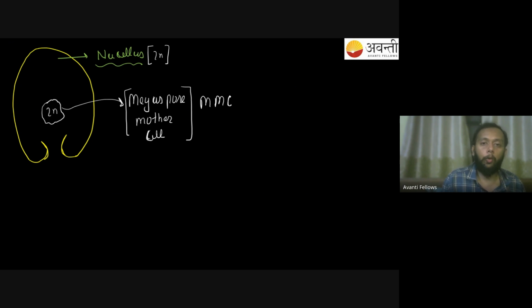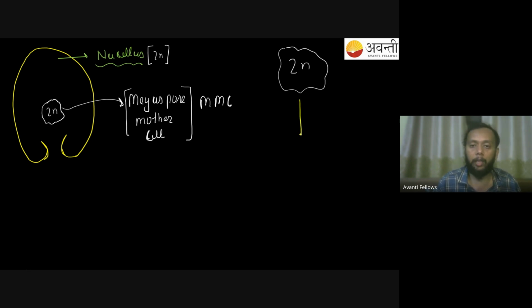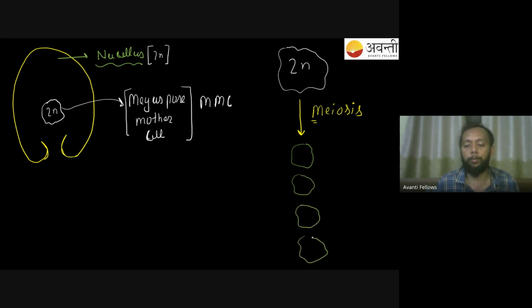Now what is the story of this particular MMC? This megaspore mother cell which you have inside the ovule will undergo meiosis. And once it undergoes meiosis, you will find 4 megaspores being formed. You know that the outcome of meiosis is always going to be 4 megaspores. So as my diploid cell undergoes meiosis, 4 megaspores will be formed.